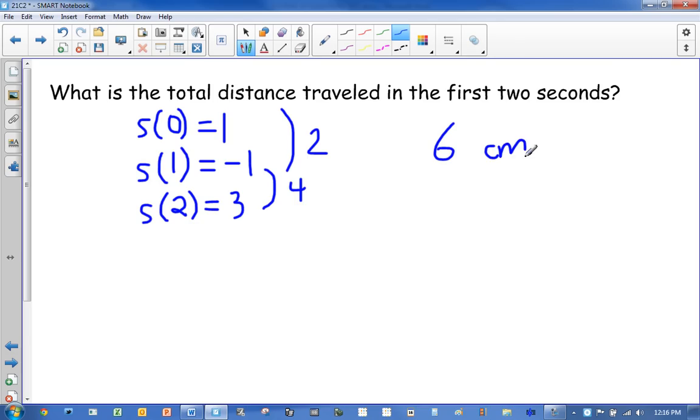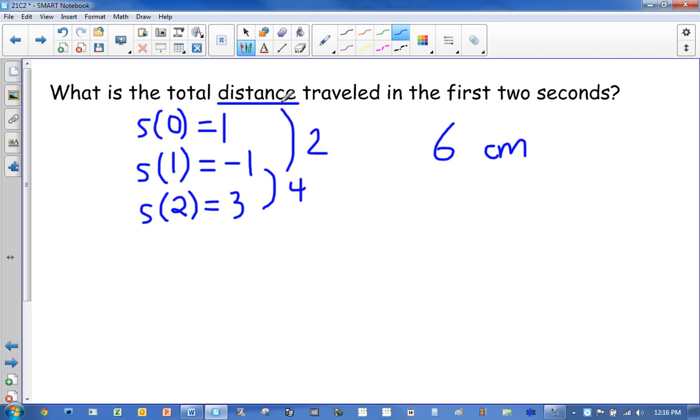I have to consider the fact that it did change direction. If I just looked at what happened at 0 seconds and then at 2 seconds, that would only give me the displacement, the difference between where it started and where it stopped. That's called displacement. If I want the total distance, then I need to consider the possibility that it moved in one direction and then stopped and moved in the other direction, which is exactly what happened. So it started at a position of 1, it went backwards to -1, and then it moved back forwards to +3. So I need to consider all of that.